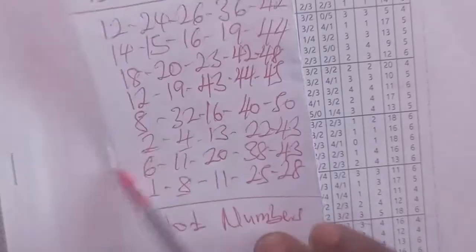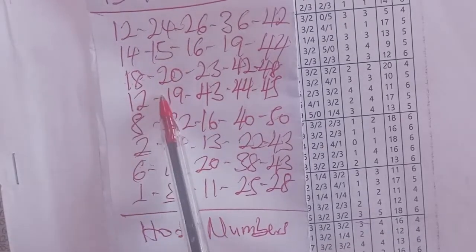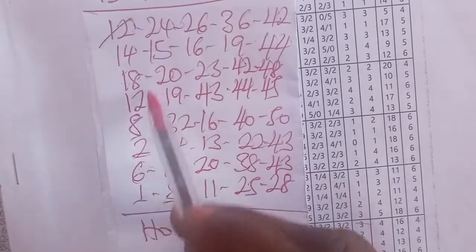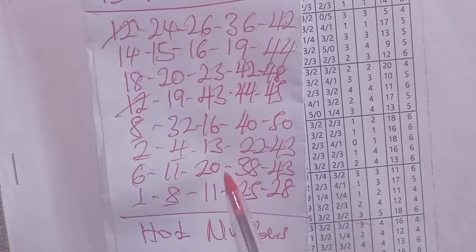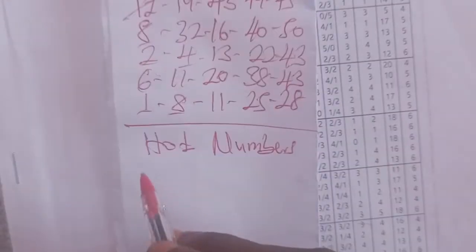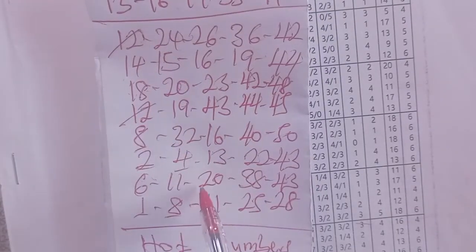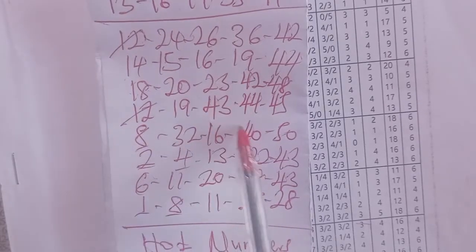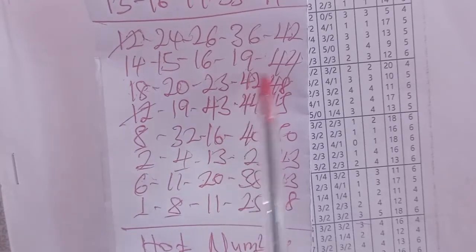So let's see. Time to find out the repeated numbers. The number 12: we have 12 twice, so 12 is repeated, meaning that 12 will be part of the hot numbers. The next we have 24. 24 is only one in the list. 36 is also one in the list. And 42.